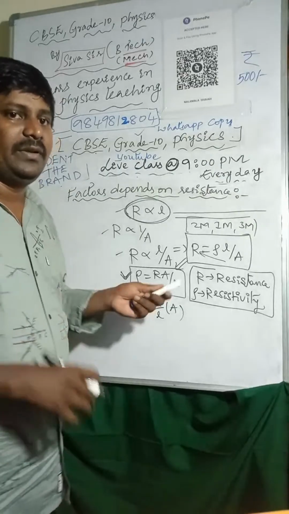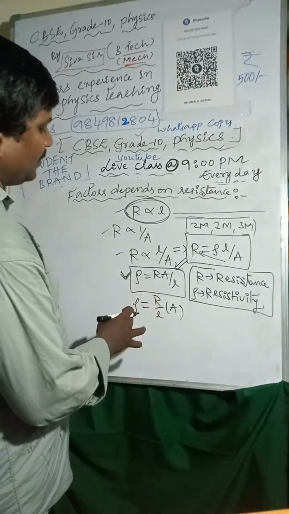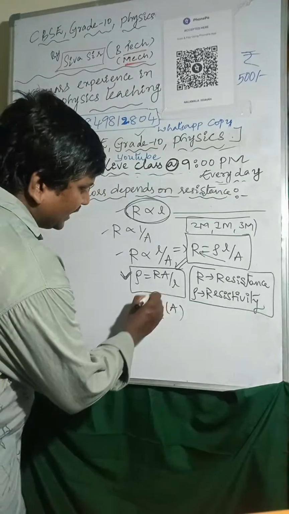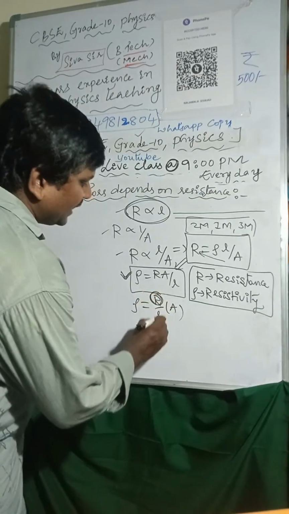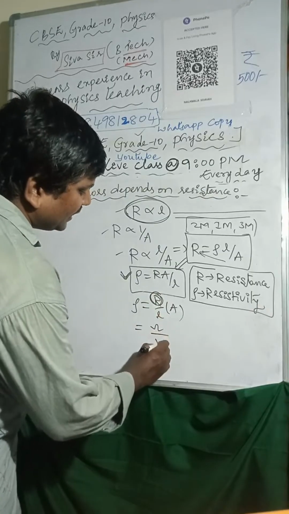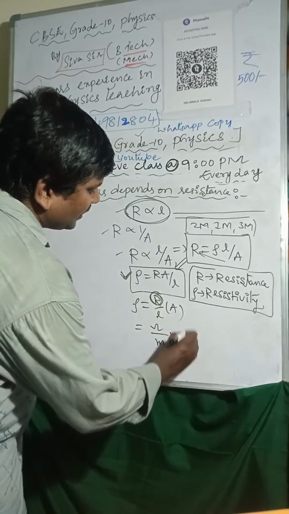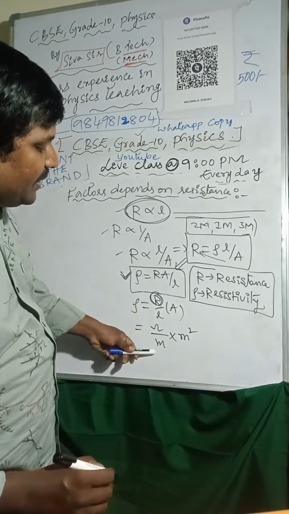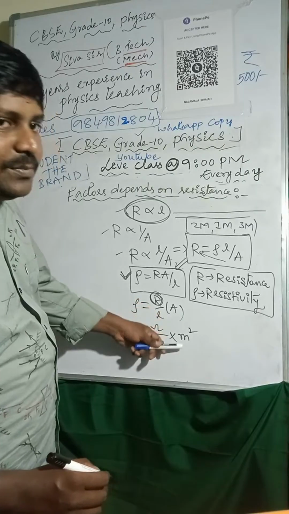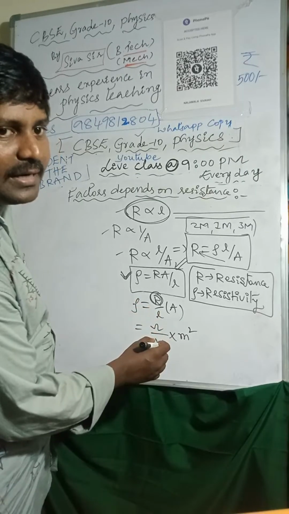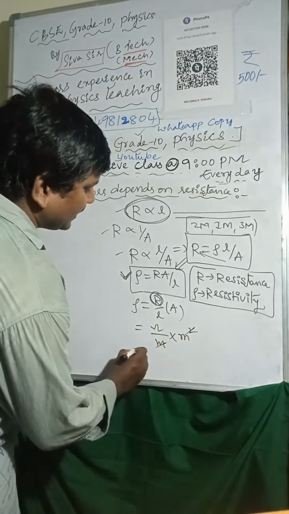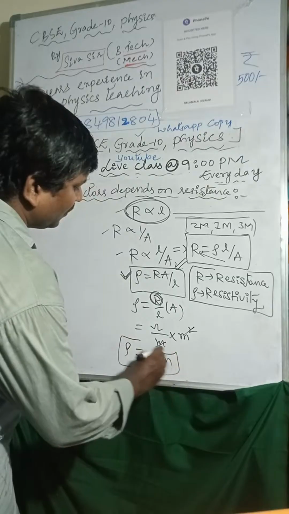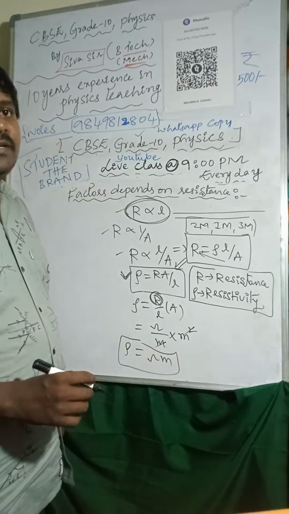Now I will explain the SI unit of resistivity. The SI unit of resistance is ohm, the SI unit of length is meter, and the SI unit of area is meter square. So here meter gets cancelled, and then you will get ohm meter. So the SI unit of resistivity is ohm meter.